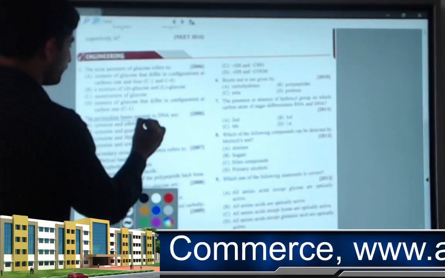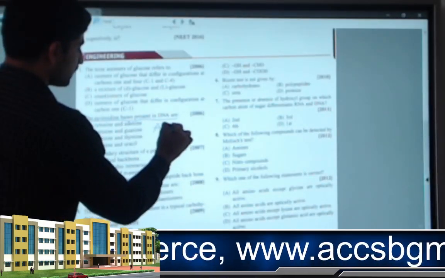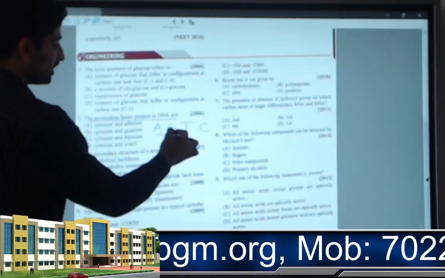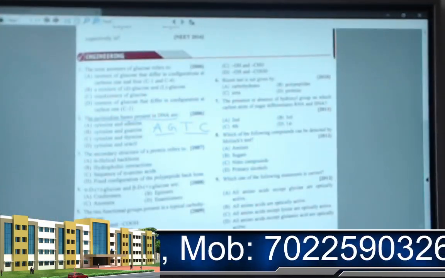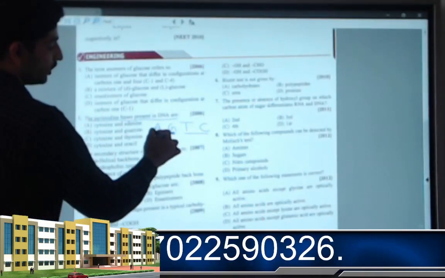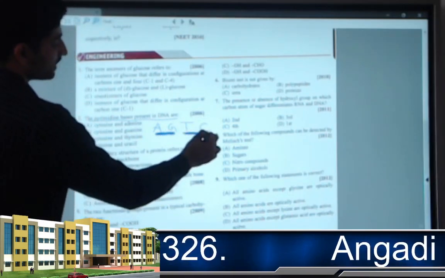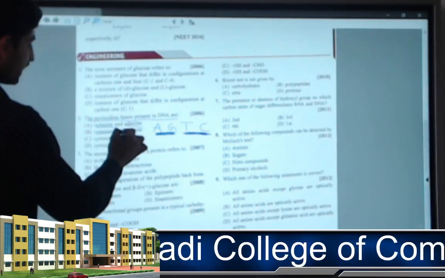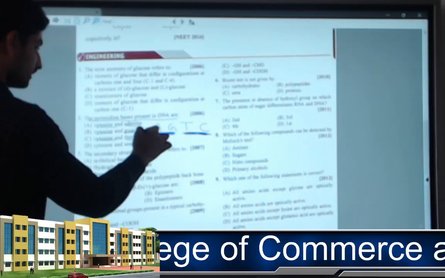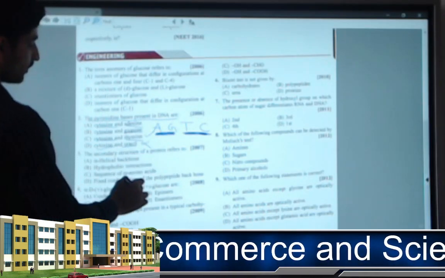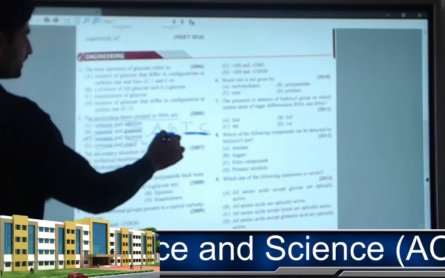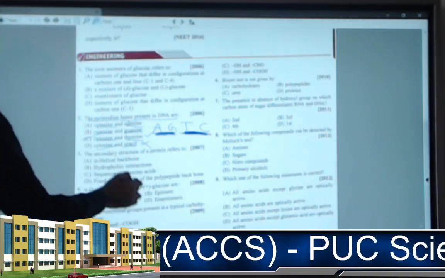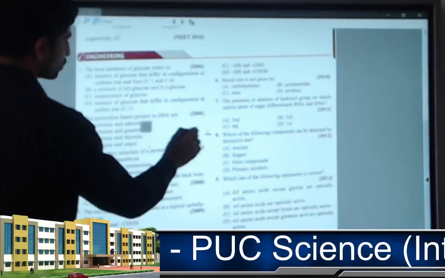The pyrimidine bases present in DNA are A, G, T, C. Okay. Adenine and guanine combination, thymine and cytosine are. Adenine and guanine are purines, and thymine and cytosine are pyrimidines. So cytosine and adenine, no. Cytosine and guanine, no. Cytosine and thymine, yes. Cytosine and uracil, no. So the option is C. Adenine and guanine are purines, thymine and cytosine are pyrimidines. Okay. Now, next question.